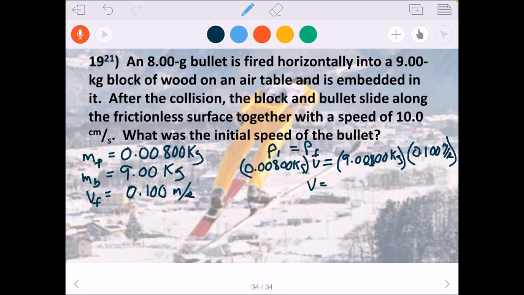So when I divide both sides by the 0.00800, I have 3 sig figs on this side, I have 3 sig figs on this side, 3 sig figs here, so I'm going to need 3 significant digits in my final answer. Well, I get 112.6, and that is going to be, since the kilograms canceled out, meters per second. So with only 3 sig figs, that gives me a total of 113 meters per second as my final answer.